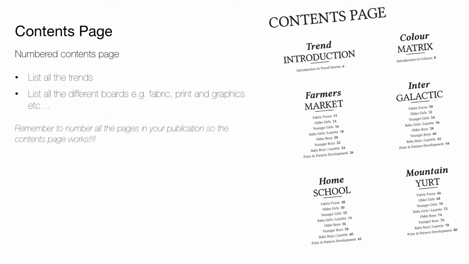Then your contents page. It's great to have a contents page, especially in larger documents. You can list all the trends and all the different things that are within the publication and make sure they correspond with page numbers within the document. Again, you do this last of all, even though it's at the front of the book.